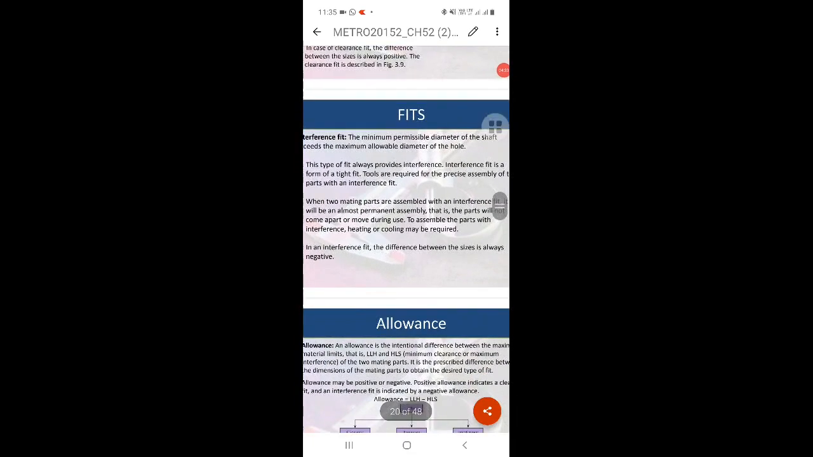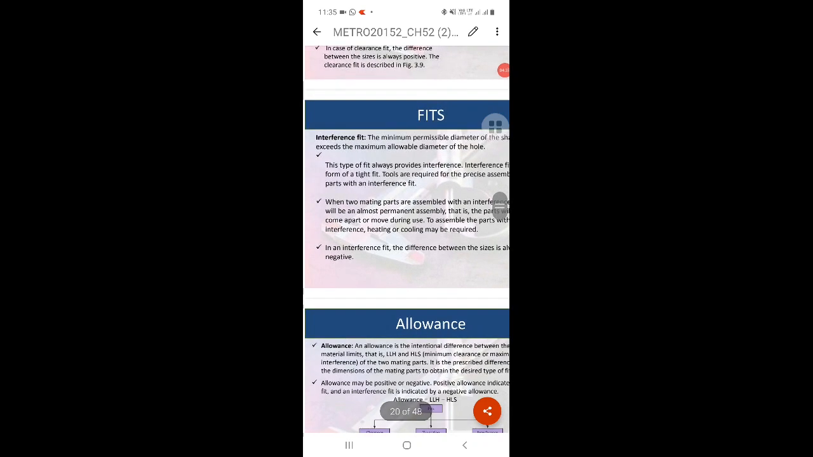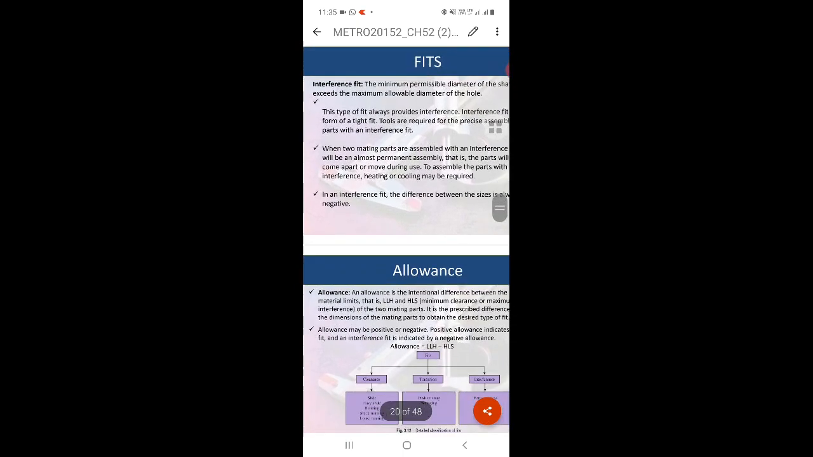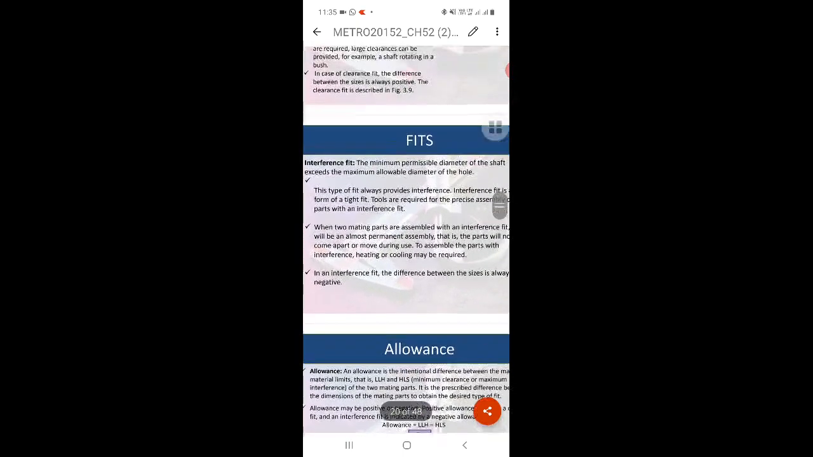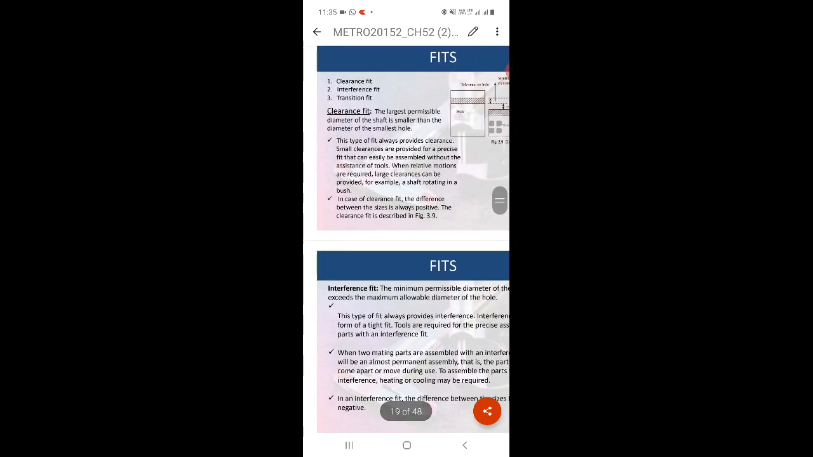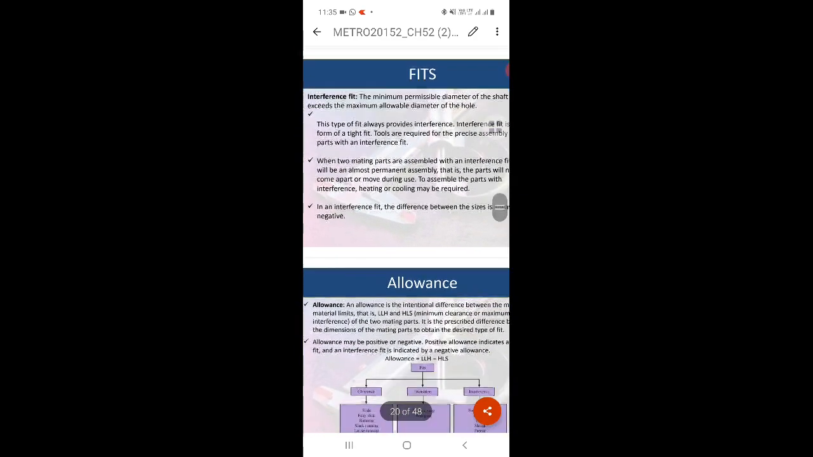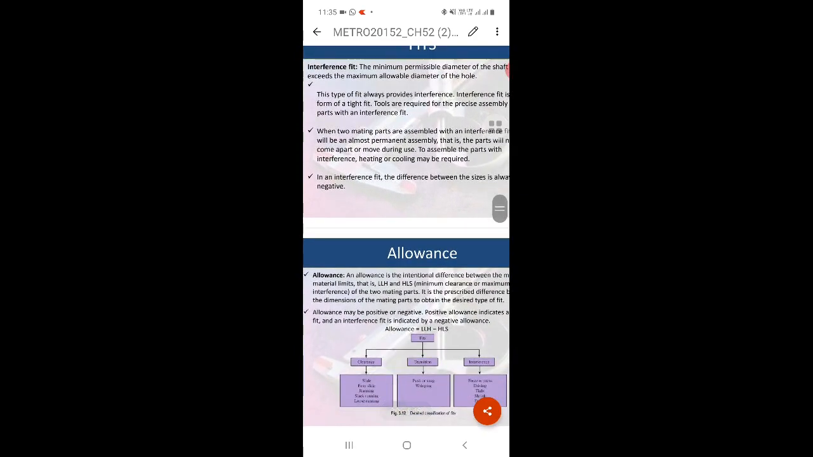An example of interference fit is press machine tools. The next type is transition fit. In a transition fit, the size of the hole is similar to the size of the shaft.